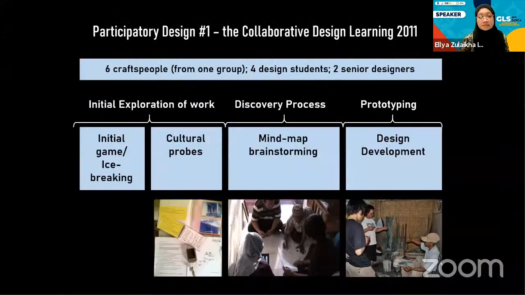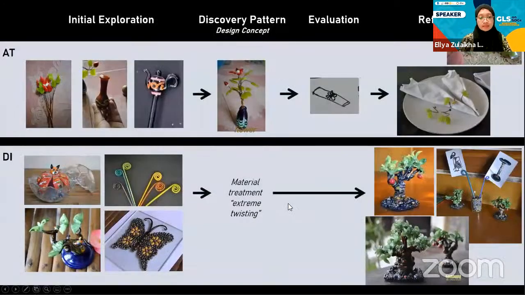So this is the first workshop. There are 6 craftspeople from one group. Actually, there are two groups, but I only show one of them. We got initial exploration, etc. Let us see here. This is the work from one person, just call him AT. We asked him to make an initial exploration, and then this is what he did.